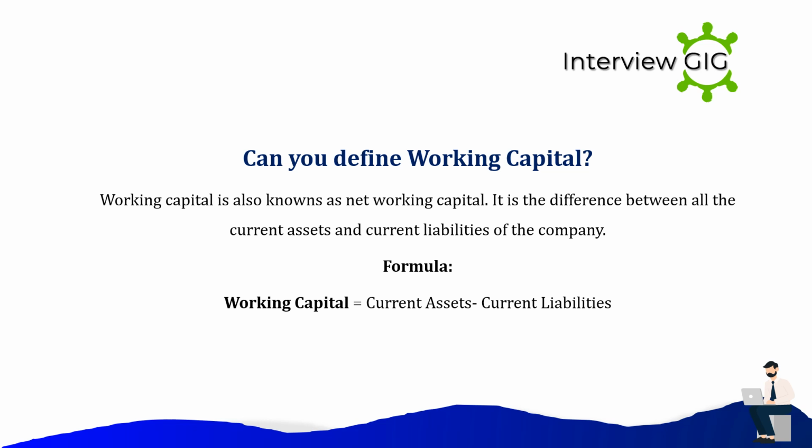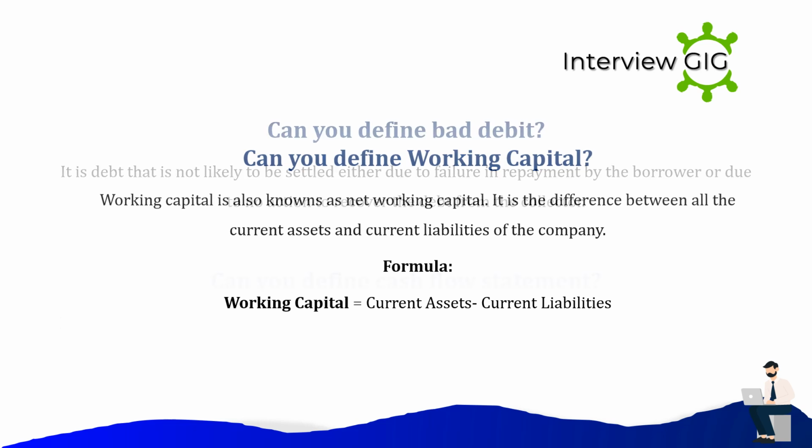Can you define working capital? Working capital is also known as net working capital. It is the difference between all the current assets and current liabilities of the company. Formula: working capital equals current assets minus current liabilities.